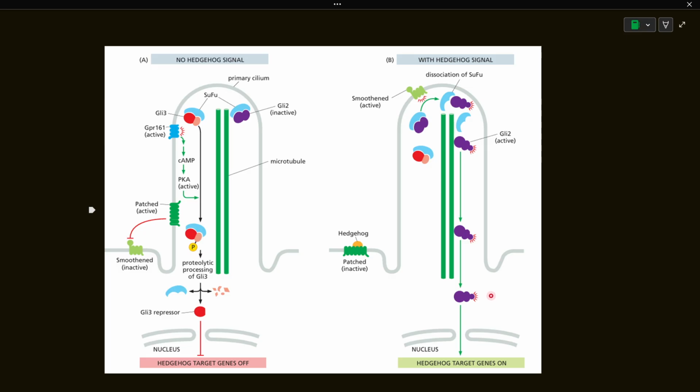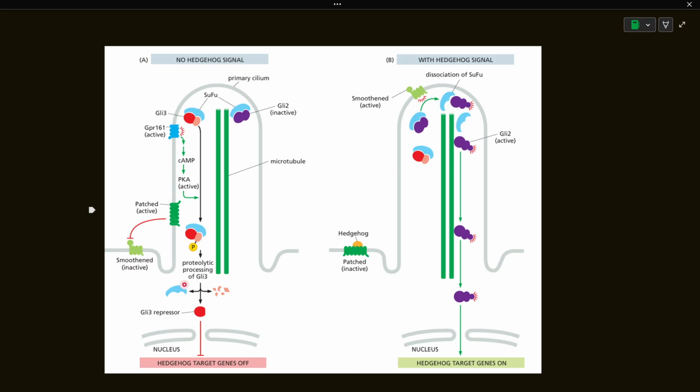Well, there's one more question. In the case of Drosophila, here you can see in the case of the mammalian cell, the Patched receptor and the Smoothened receptor, both of them are present on the cell membrane, which is a part of the plasma membrane. So they are present on the single membrane, right?